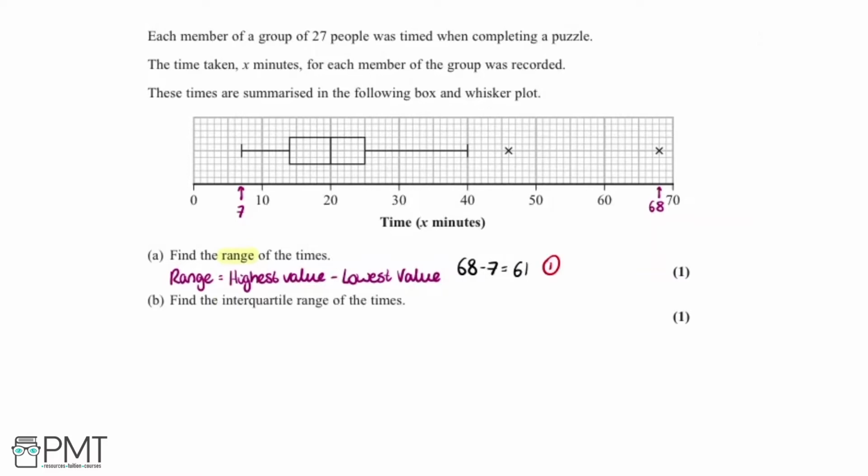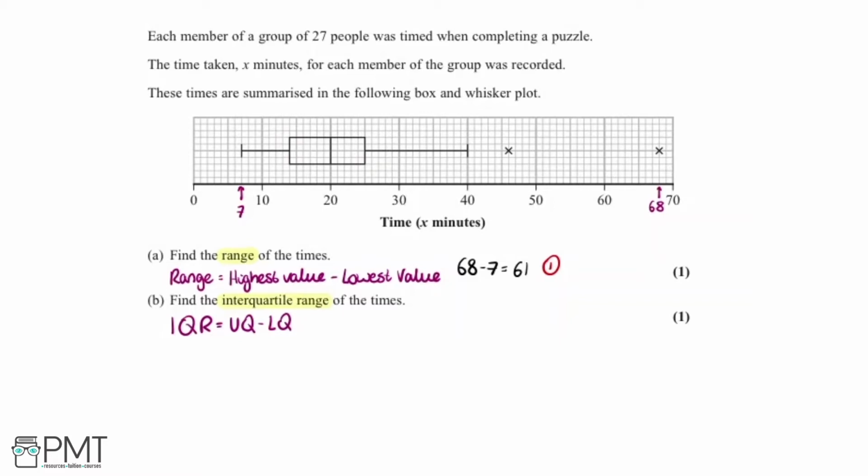answer for 1 mark. Now for part B, we're doing something similar, but this time we're finding the interquartile range. The interquartile range is the difference between the upper quartile and the lower quartile. So the upper quartile, subtracting from that the lower quartile. Here we're going to have a look at the box and whisker plot. This line up here is known as the upper quartile, and this is the lower quartile. So these are the two values we need to find the difference between.